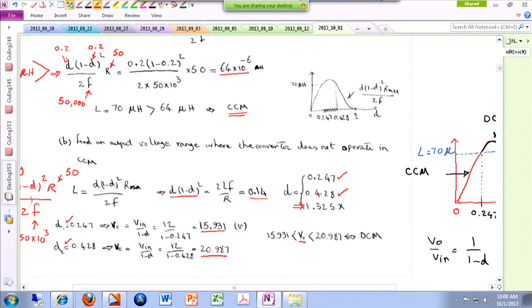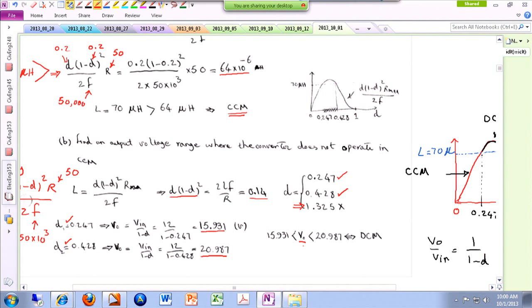So if your output voltage is between, let's say you are doing this power supply thing, if you want to have an output voltage that is between 15.9 to 20.9, your converter is going to operate under CCM. Otherwise, your converter is operating under DCM.